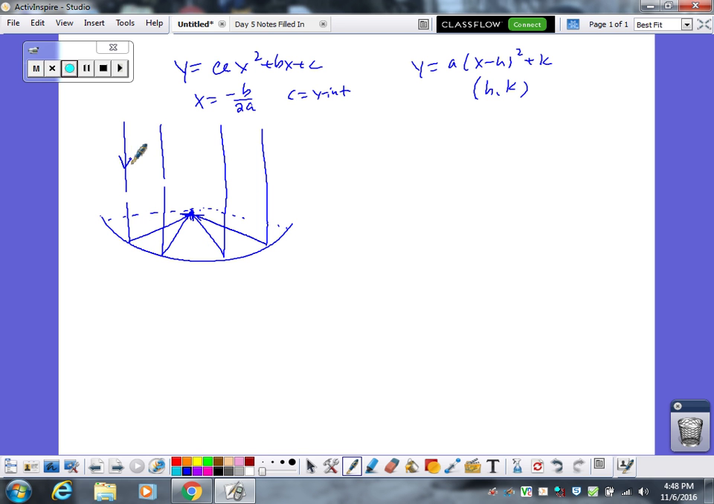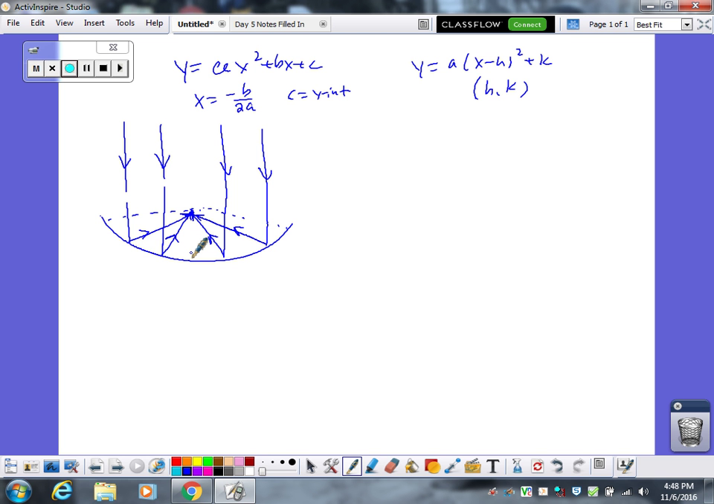So the audio or the sound waves are coming in parallel lines, and they reflect off the back of the satellite dish, and that sound goes into this one point called the focus. So that's one way that a parabola works.